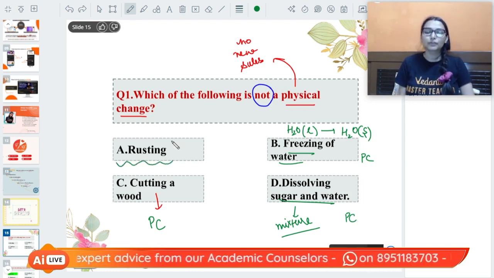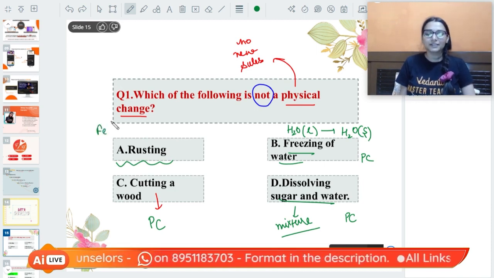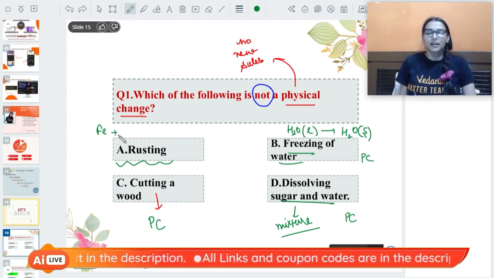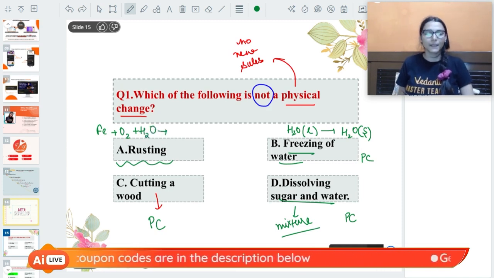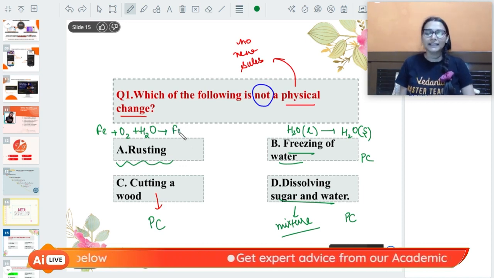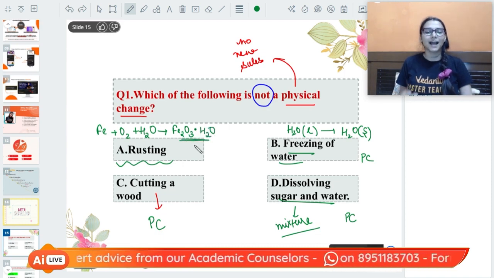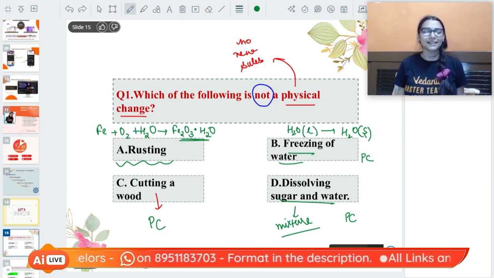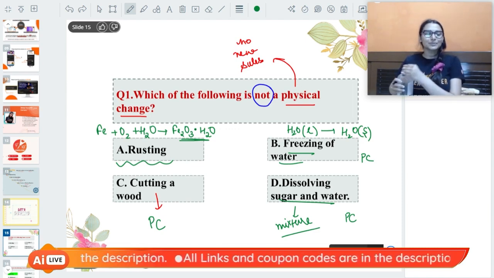But rusting is not a physical change. What happens during rusting? Iron is attacked by oxygen and water vapors. The moisture and the air attack the surface of iron and lead to the formation of a new layer, that is hydrated iron oxide, hydrated ferric oxide. So we can see a new substance is formed. Yes or no? Yes, ma'am. Clearly a new substance is being formed here.